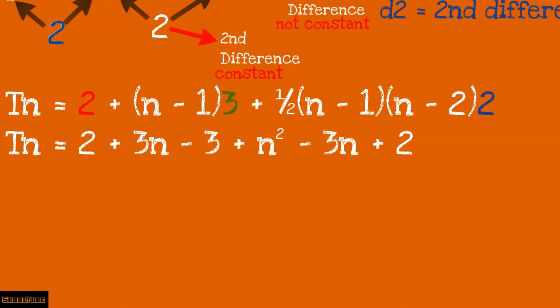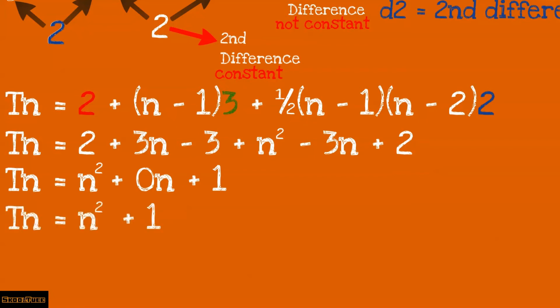Then you multiply the terms outside the two brackets before multiplying the two brackets together. So a half times 2 gives you 1. And then you multiply n minus 1 with n minus 2. That's why we end up with n squared minus 3n plus 2. When you simplify this further, you get Tn is equal to n squared plus 0n plus 1, which is equal to n squared plus 1.